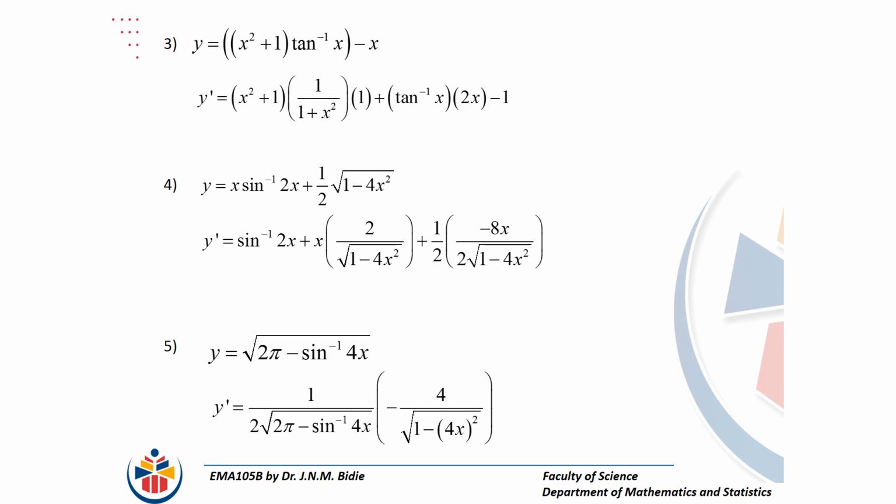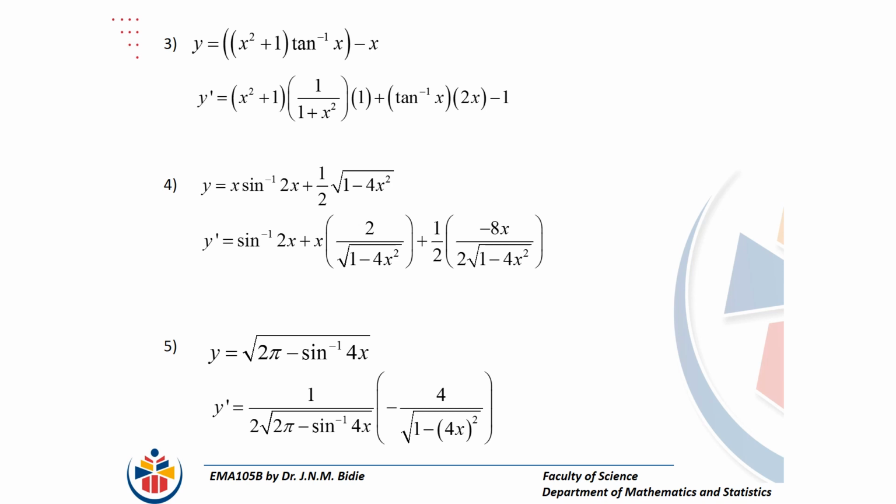So what do we do? Product rule. I took down x squared plus 1 and differentiated arctan. And arctan gives me 1 over 1 plus x squared. Note that this 1 is just the derivative of x plus, take down arctan and multiply that by the derivative of x squared plus 1, which is 2x. And then we have the derivative of minus x, which is just negative 1.